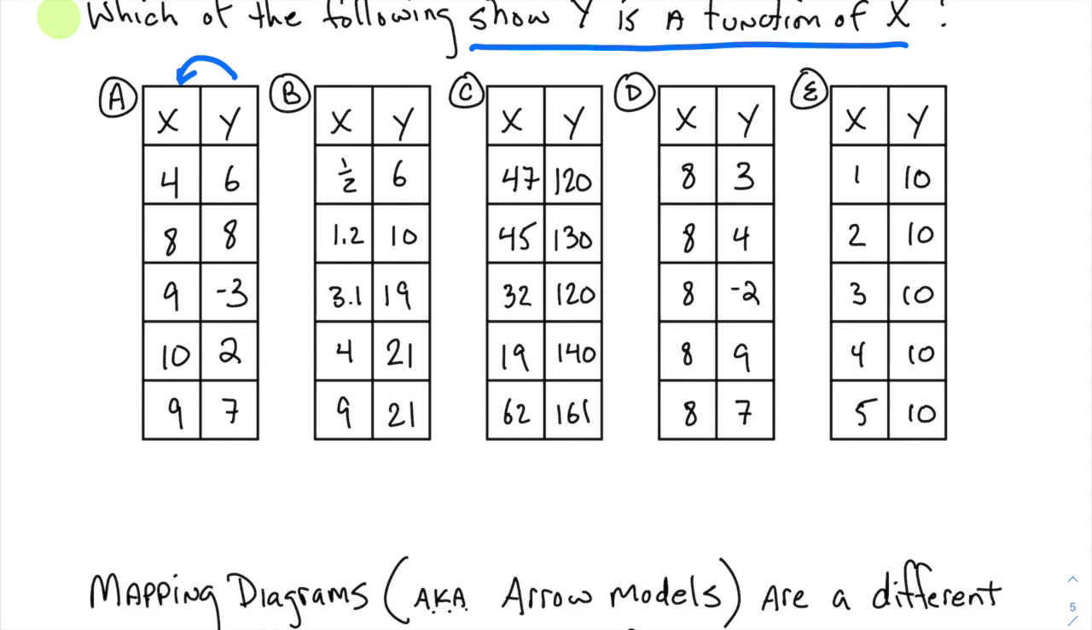But when we do it, what we're looking for is, I'm going to look down the left-hand column and I'm going to look for any instances where I have the same number. As soon as I see that I have the same number, in this example I have a 9, if this number and this number are not identical, then it is not a function.